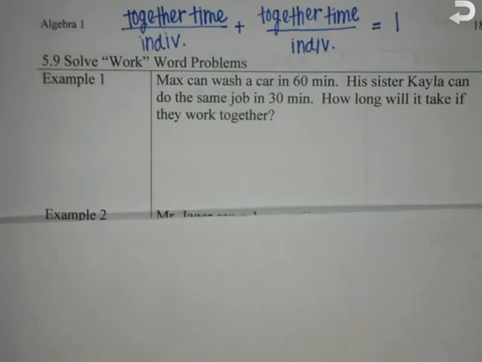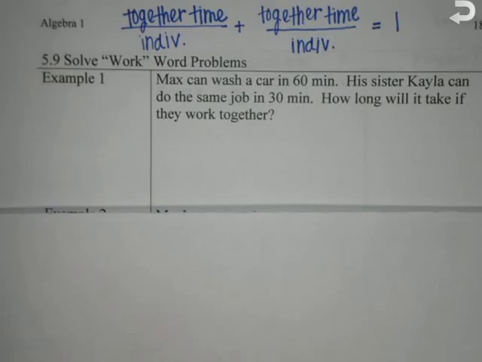How long does it take them to do it together? We don't know yet. Think about it, guys. If Max can wash it in 60 minutes, his sister can wash it in 30 minutes. So if they did it together, they have to do it in at least how much time? 30 minutes. But even if Max just washes a tire, that's still part of it that Kayla doesn't have to do, right? So it's actually going to be faster than her time, which is 30 minutes.